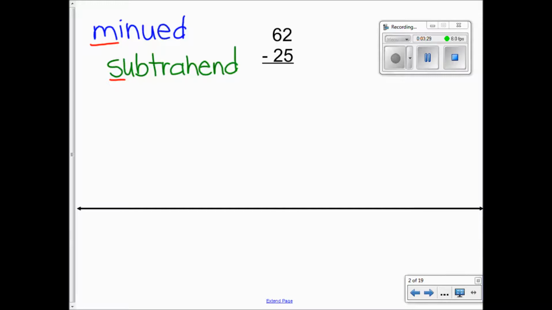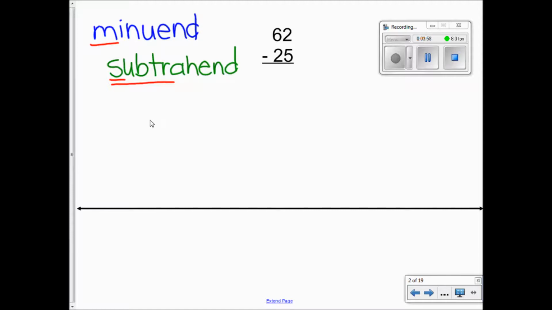Last year, I had a student tell me, I always know which one's which because subtrahend is the one that's going to be subtracted. So that might be another trick to help you remember which one's the minuend. And Miss Thompson misspelled minuend. Let me fix it. Minuend and subtrahend. Minuend, subtrahend.